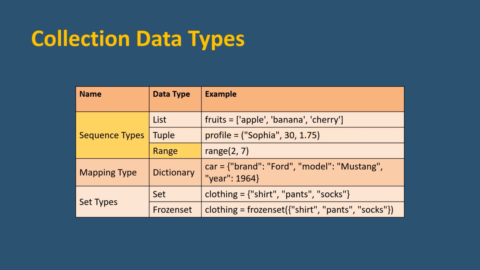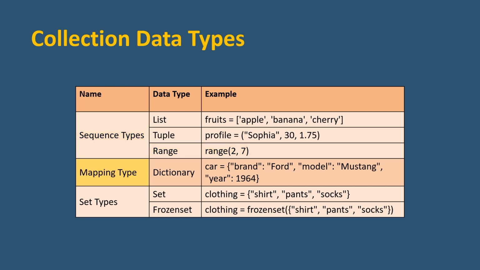Range. While range itself isn't a traditional data type, it's a special built-in function that generates an immutable sequence of numbers. This makes it commonly used for looping a specific number of times in for loops. One instance is range with 2 and 7 as arguments in parentheses.